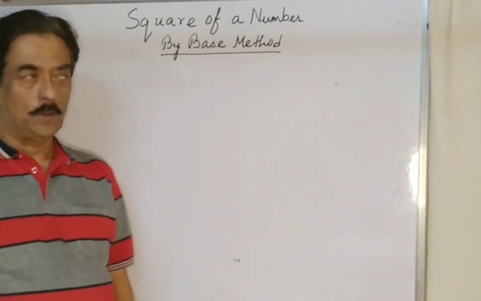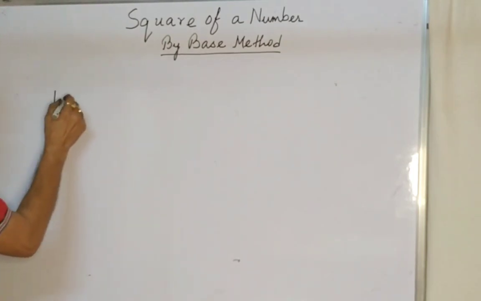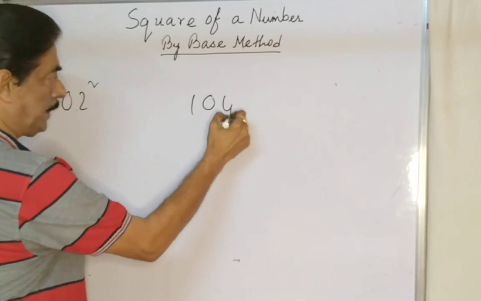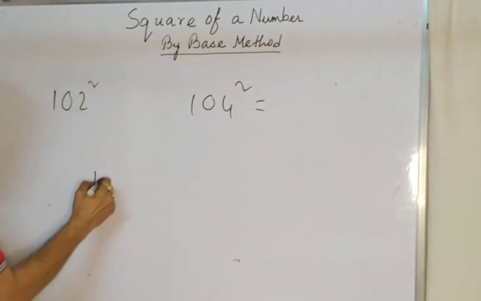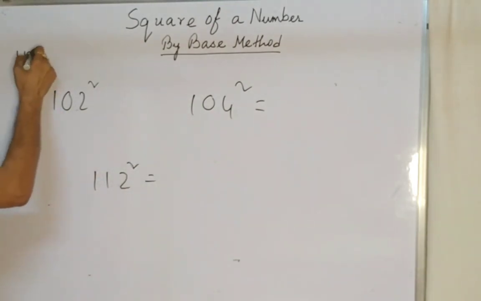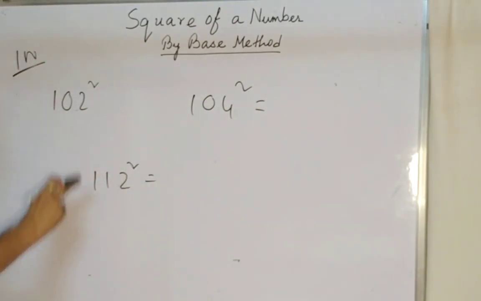Observe our next example. 102 square, 104 square, 112 square. Observe the numbers which are very near to 100 but above the base.